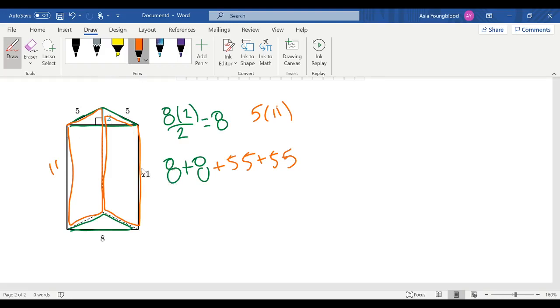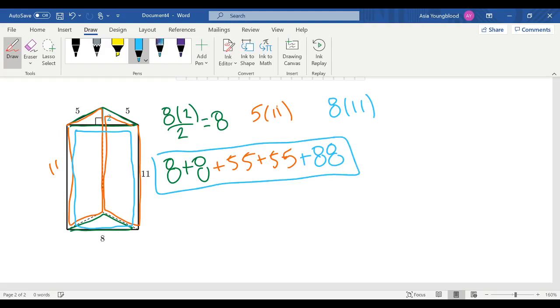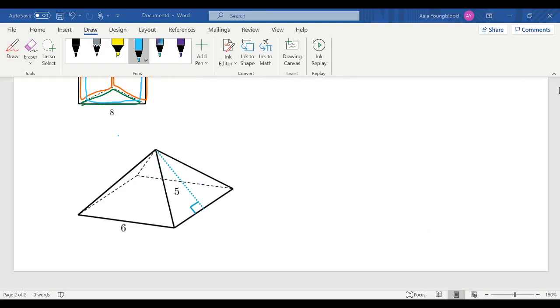So let's use a different color. Let's use this light blue. So if we have this front rectangle, this rectangle that's in the front, the area for that front rectangle is going to be base times height. So 8 times 11, which is plus 88. So this is the expression that we're going to look for in Khan Academy. 8 plus 8 plus 55 plus 55 plus 88. That order might be switched, but it means the same thing.